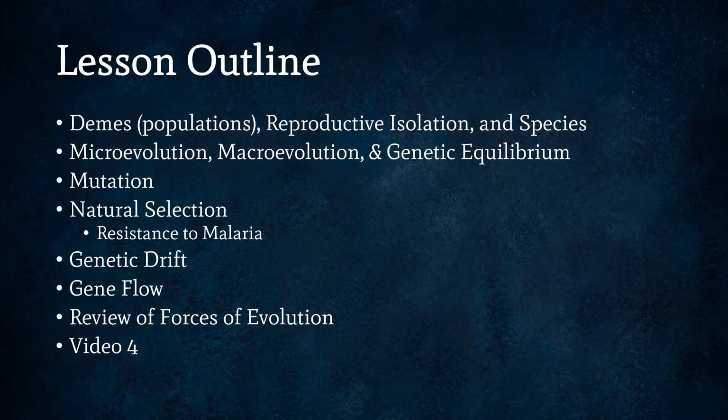So we will start off with a little bit of population genetics. We discussed this in lesson 3, and we will talk about some different scales or levels of evolution, and then on to the forces or functions of evolution. You've already learned about one, which is natural selection. We're going to move on to mutation, genetic drift, and gene flow. Review those and talk about this week's video.